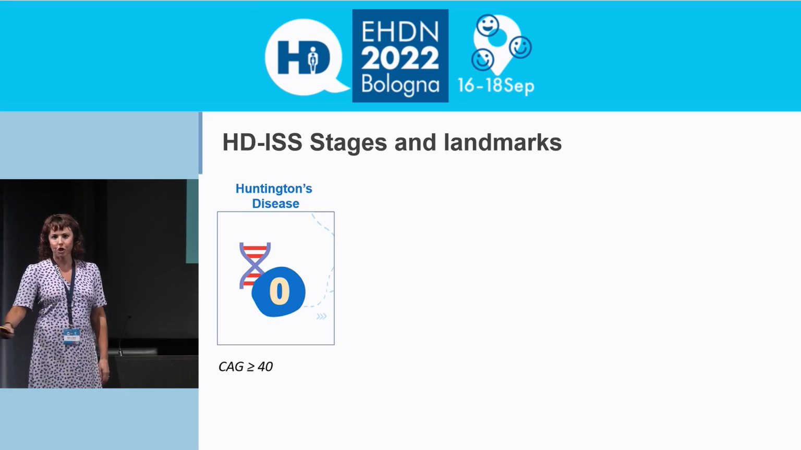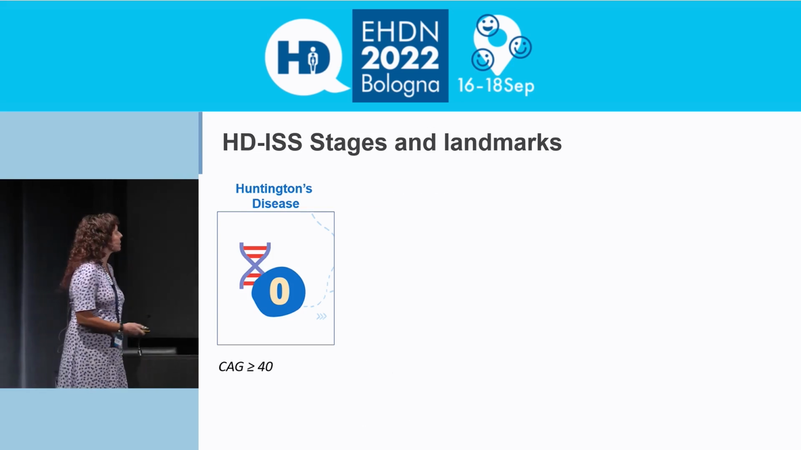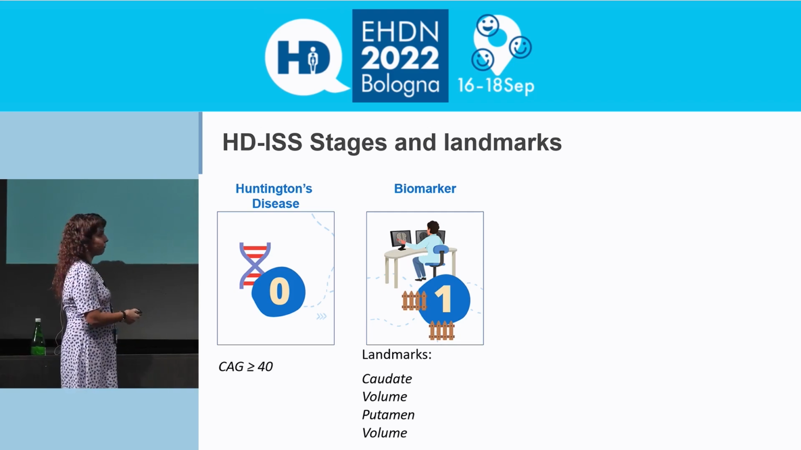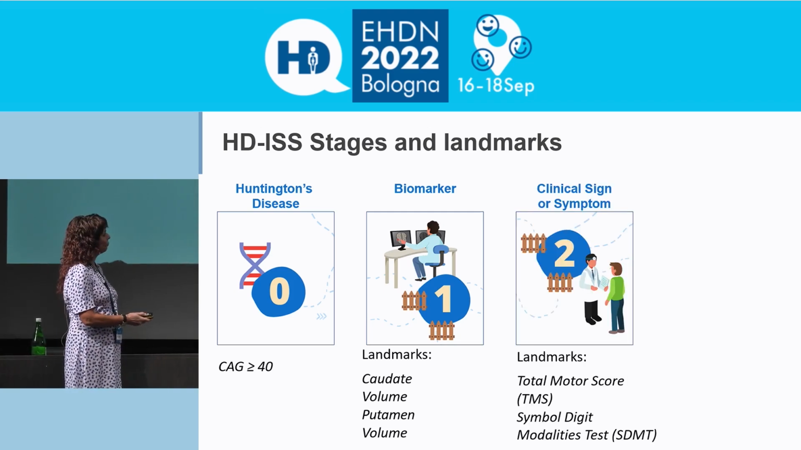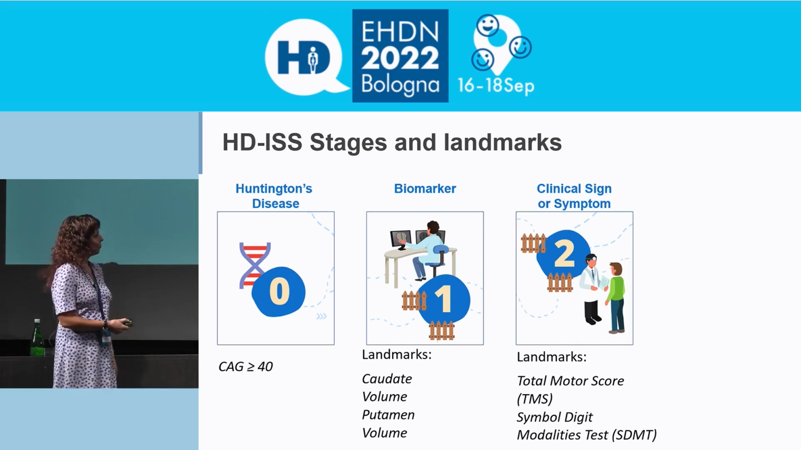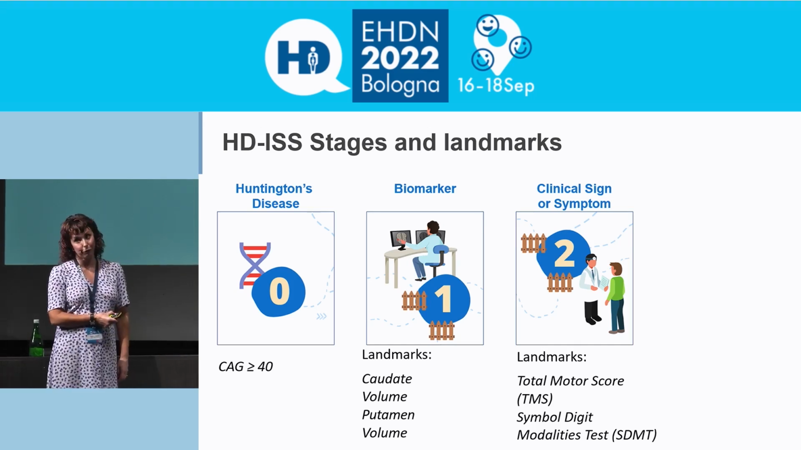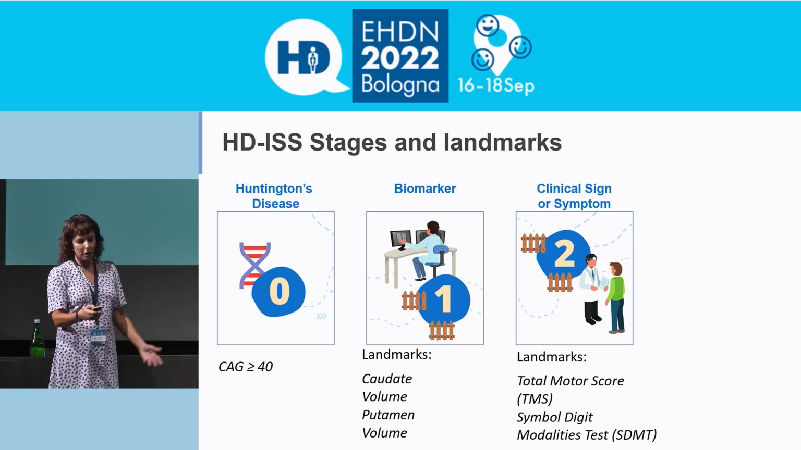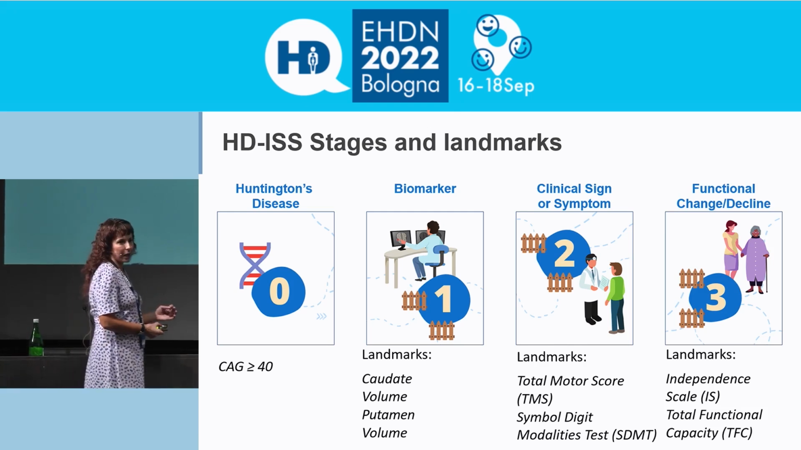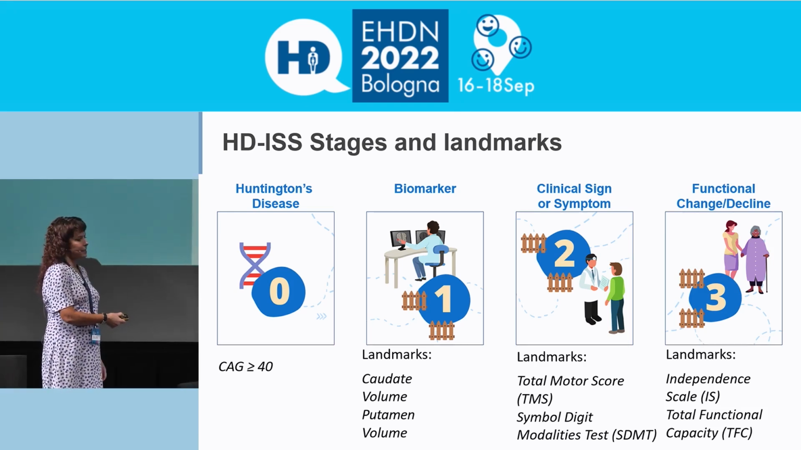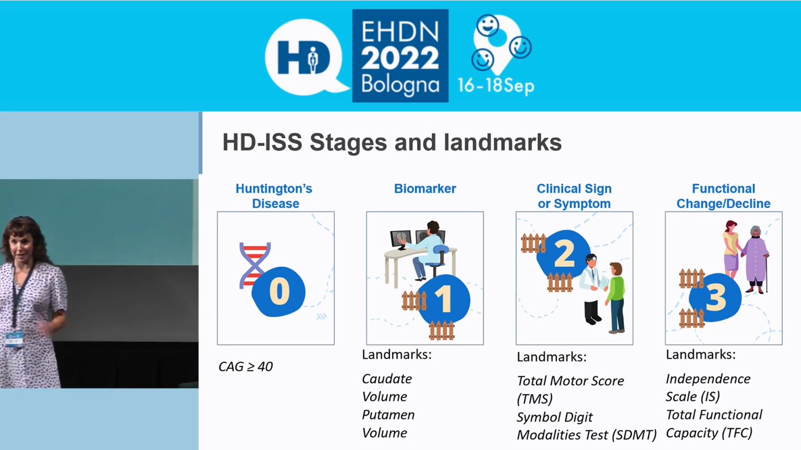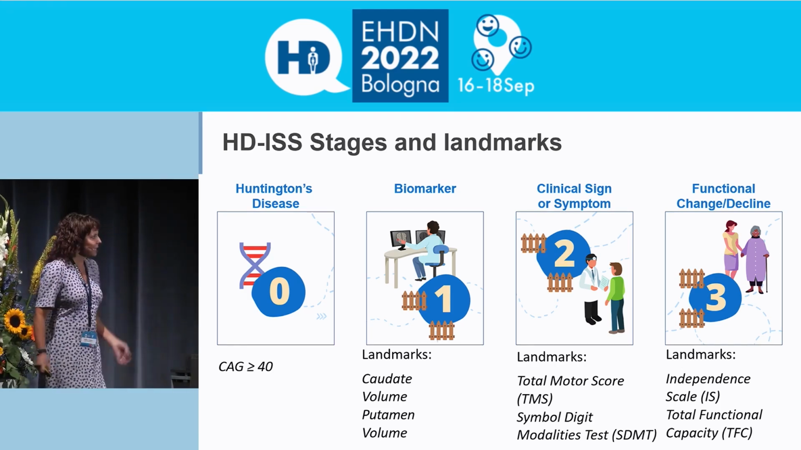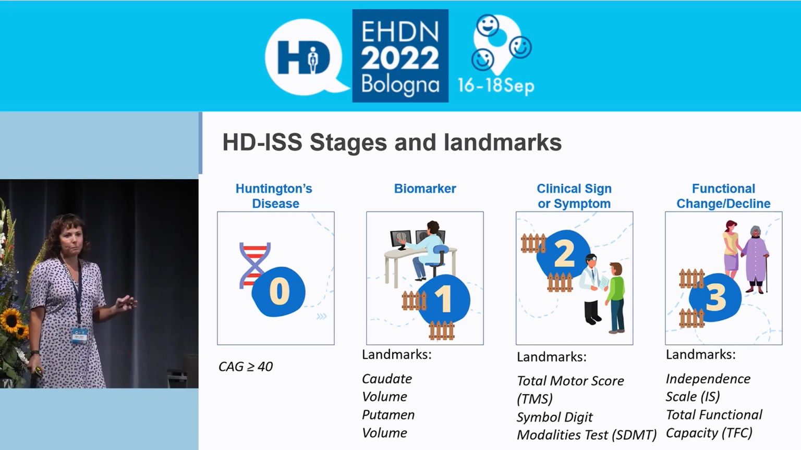Genetic definition, just the presence of the gene, nothing else. Biomarker of pathogenesis, the 2 landmarks and gates were caudate volume and putamen volume. Clinical sign and symptom, actually, total motor score performed very well, and the symbol digit modality test, a cognitive task. And functional change was the independence scale and total functional capacity. So many scales that we've had for a long time and have a lot of important data really performed well in terms of the landmarks.